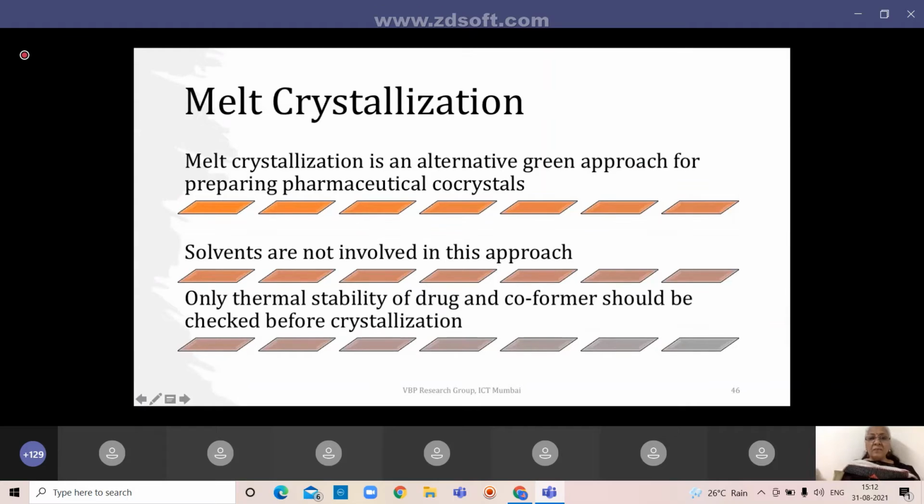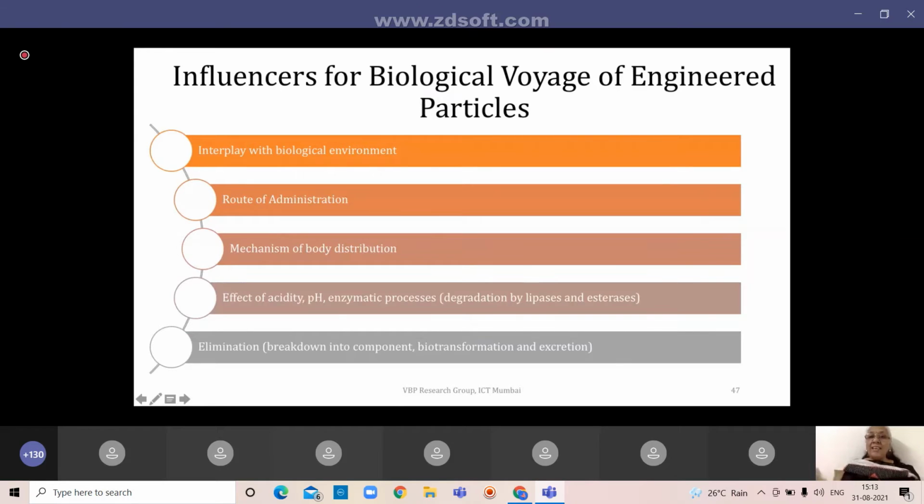Melt crystallization is a green approach, as I told you. Hot melt extrusion is similar to melt crystallization. So solvents are not involved at all. You can use your API along with co-former and extrude it out. Of course, one drawback of this technique is that both the API as well as the co-former have to be heat stable. So that you need to check. Otherwise, total change may happen. So if you are working in these ways, definitely you can influence the biological voyage.